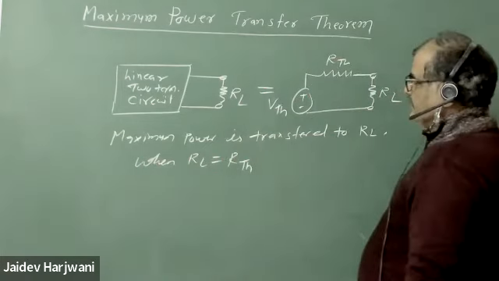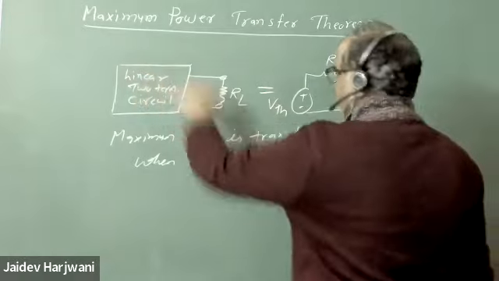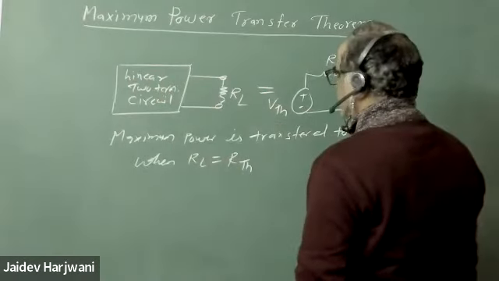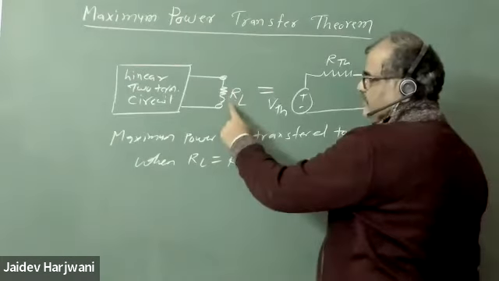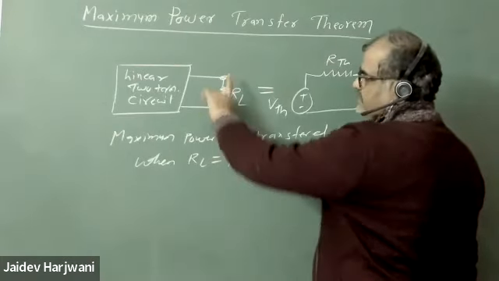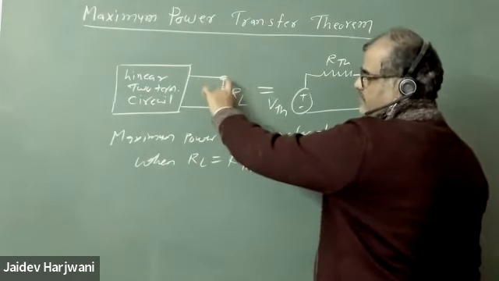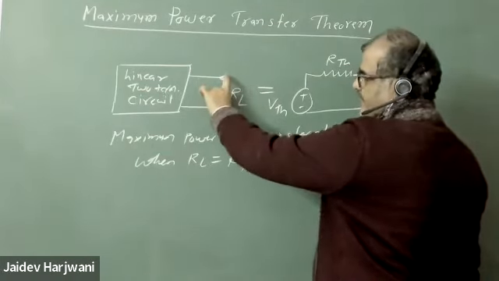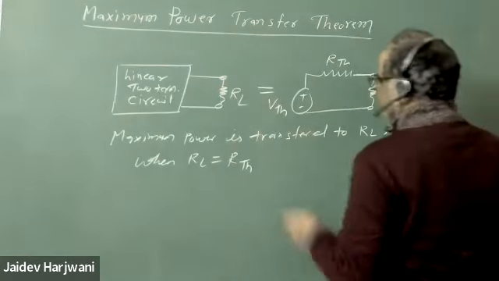Okay. So for the proof of this one, these terminals will provide maximum current to this load, or maximum power to this load, when RL is equal to the R Thevenin seen by these two terminals. So for example, this is the equivalent circuit of this one.